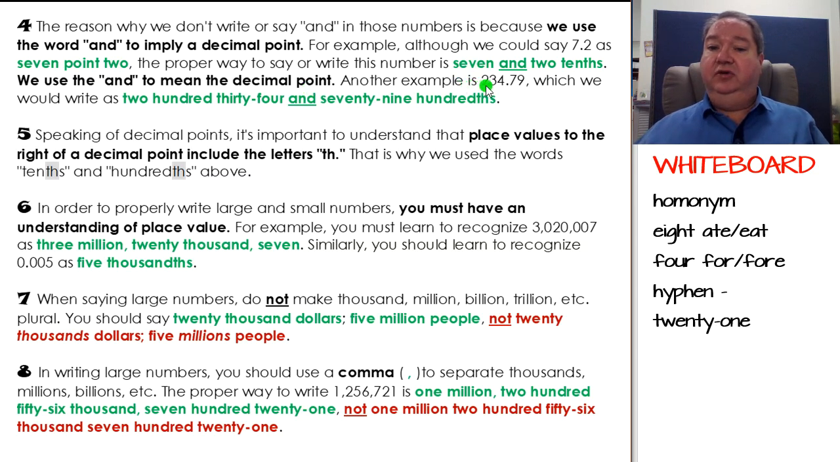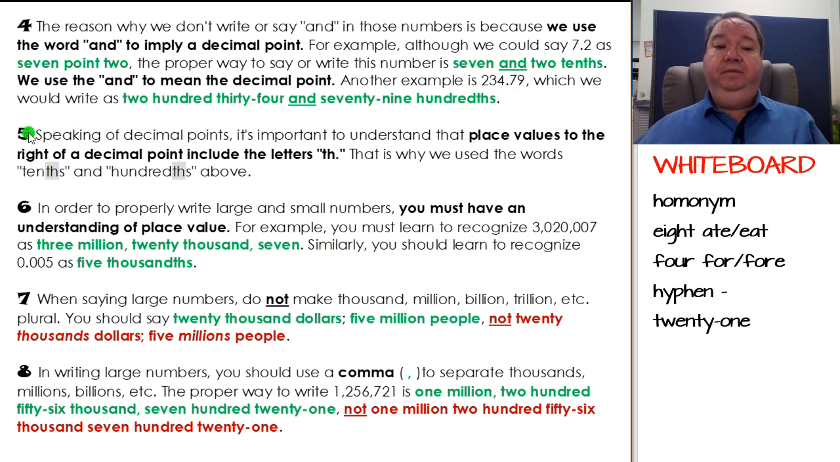Another example is 234.79, which we would write as "two hundred thirty-four" (notice there is a hyphen here) "and seventy-nine hundredths." Notice the 79 here is still written with a hyphen, seventy-nine hundredths.